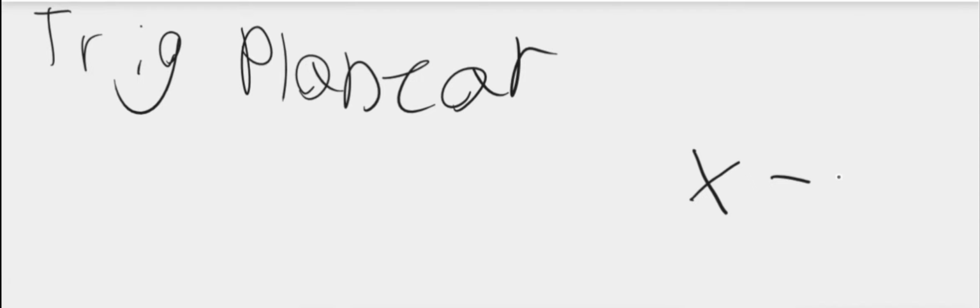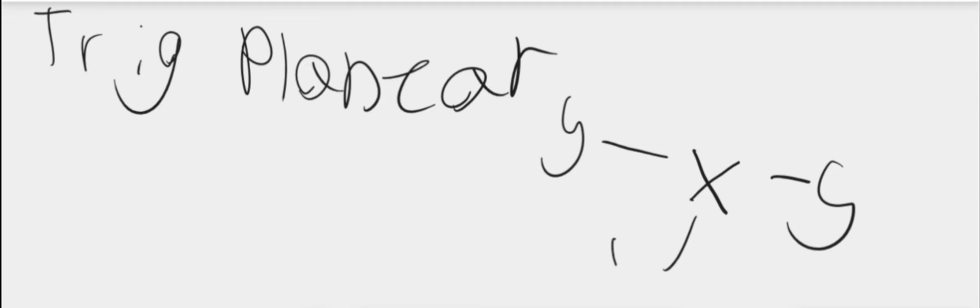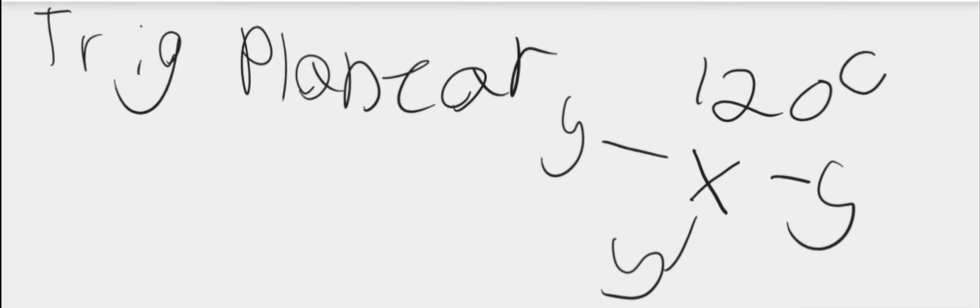Next, we have our trigonal planar geometry. Trigonal planar looks like this. It's on a flat plane, and X again is our central atom, and we have an element here, we have an element here, and we have an element here. They're all about 120 degrees spaced out.